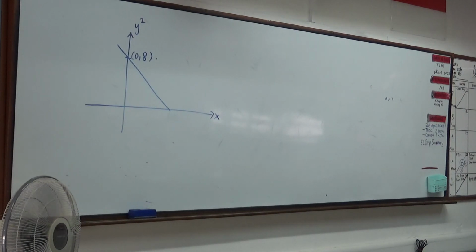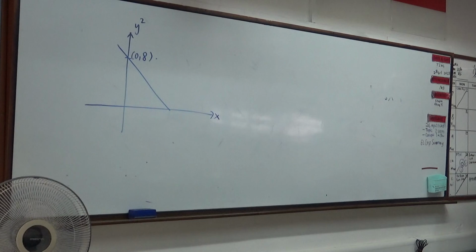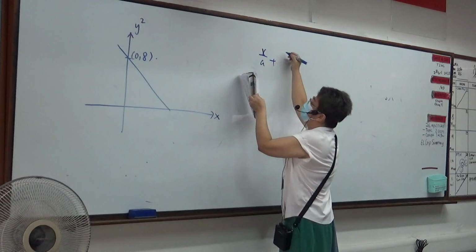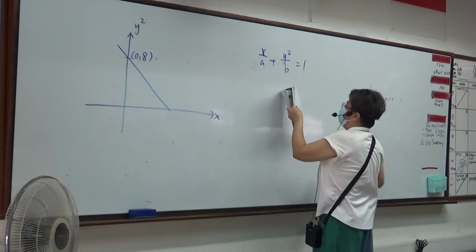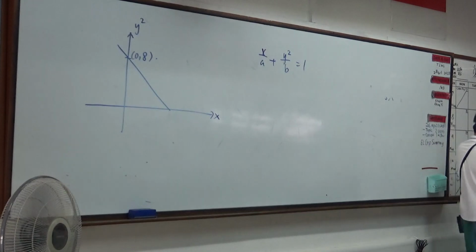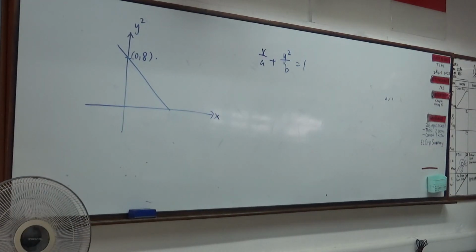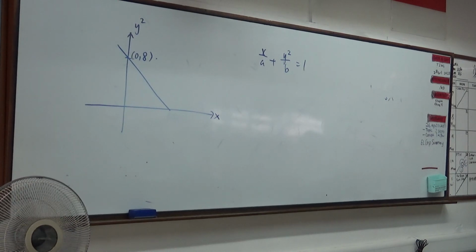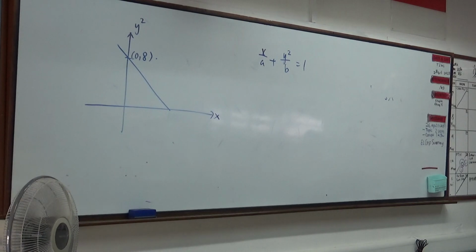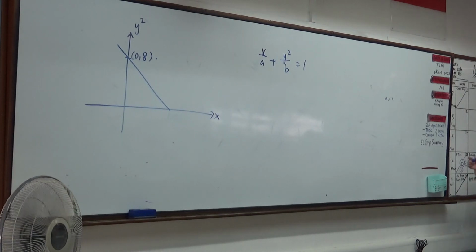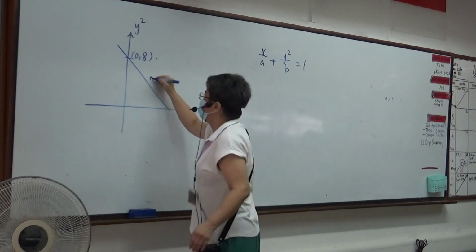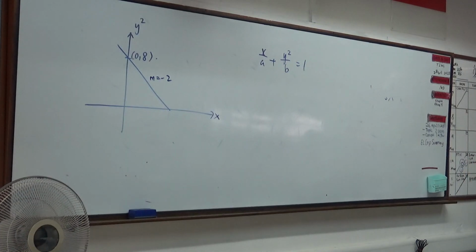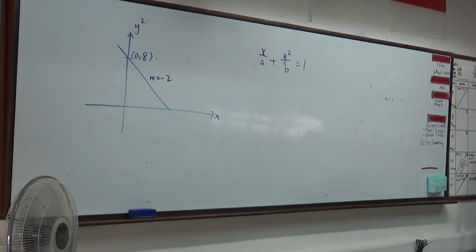Now, the variables x and y are connected by the equation x over a plus y squared over b equals to 1, where a and b are constants. The diagram shows the straight line graph obtained by plotting y squared against x. The line intersects the vertical axis at the point 0, 8, and the gradient of the line is negative 2. That means you know that m is negative 2. Are we clear? Okay. The question is, find the value of a and of b.